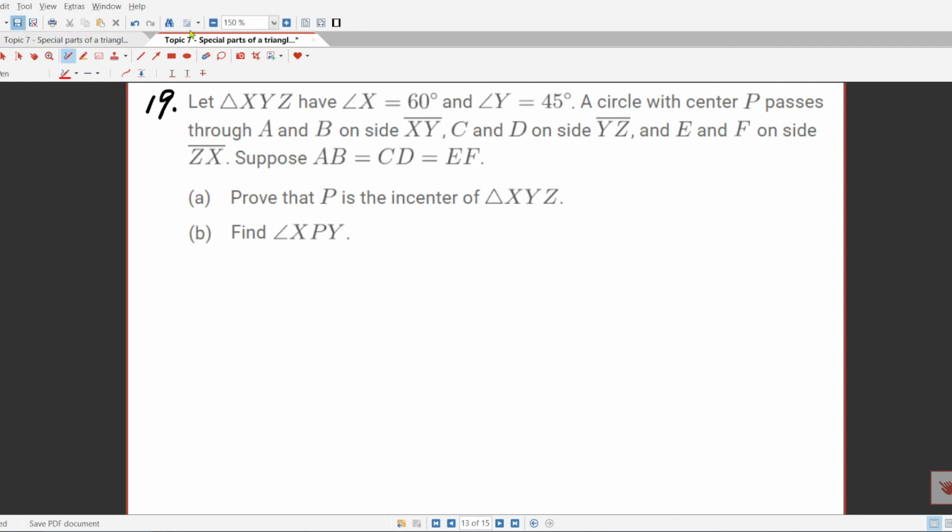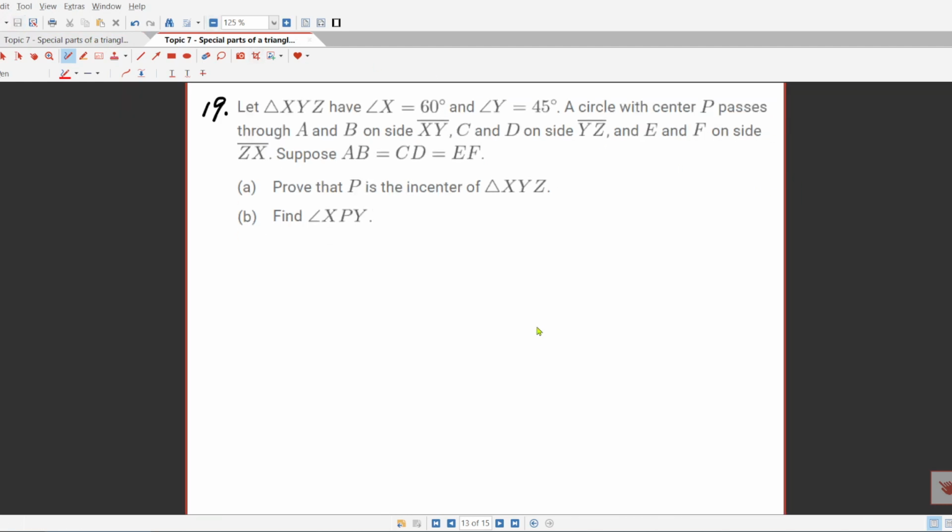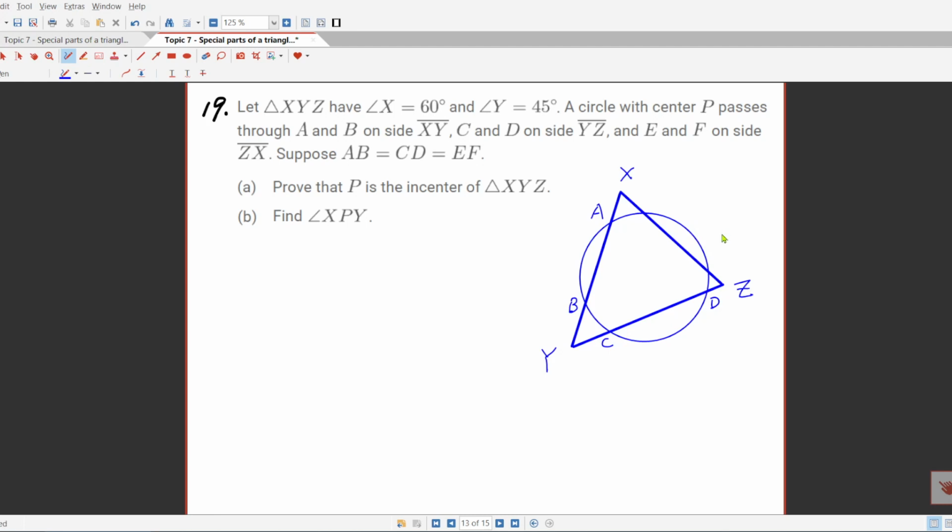Okay, let XYZ be a triangle with angle X equals 60 degrees and angle Y equals 45 degrees. A circle with center P passes through A and B on side XY, C and D on side YZ, E and F on side XZ. Okay, so basically we have a circle somewhere here, right? Let's say this point is X and Y and Z. And we have some points A, B are here, C, D are here, and E, F are here.